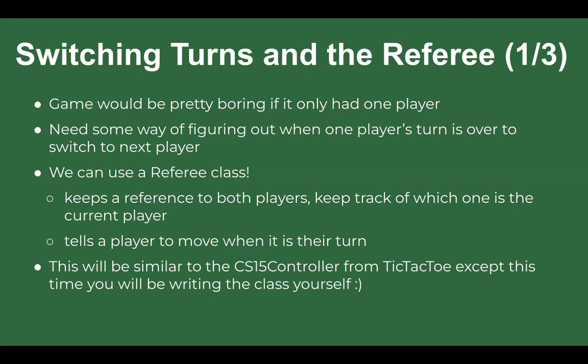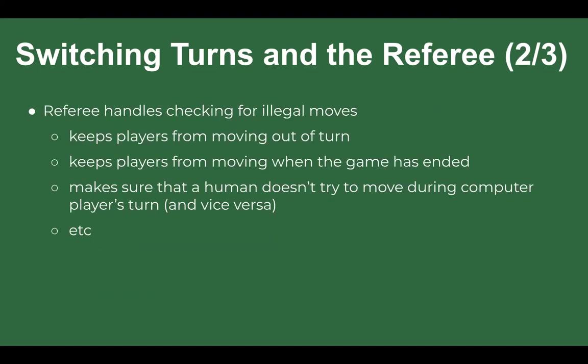What the referee would be doing is keeping references to both players, the black and white player, and keeping track of which one is the current player, because when one player is moving, the other player is not. And then it tells the player to move when it's their turn. Going more into this, the referee can handle checking for illegal moves. I think we talk about putting down pieces in a bit, but illegal moves are essentially that you can't put a piece on any square on the board. It has to create a sandwich. So the referee will know about that, or the referee will keep track of that.